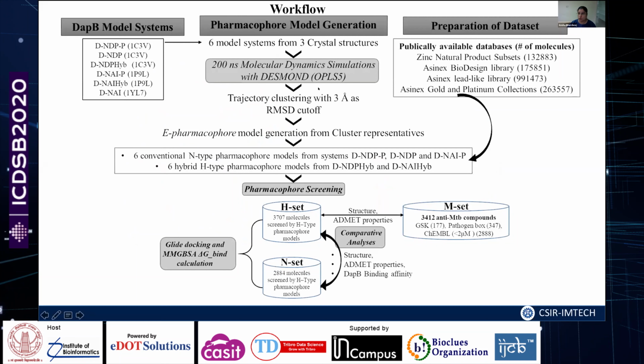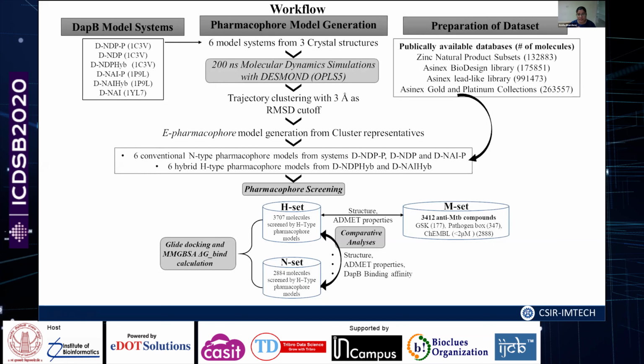Don't worry about all this. This was done in Schrodinger, but we are already trying to do it with open source applications. So you basically do pharmacophore model generation. We let this MD simulation run for 200 nanoseconds and pick up trajectories which are representative of the interaction features being generated. And it led to conventional features, as in the cofactor binding pharmacophore features, as well as the hybrid molecule, the hypothetical molecule interaction features.